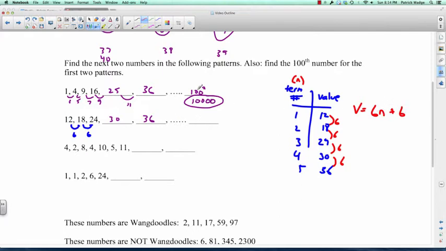I want to get term number 100, right? So what I'm going to do is put 100 in here. I get 6 times 100 plus 6. That's 600 plus 6, which is 606. That is my number.